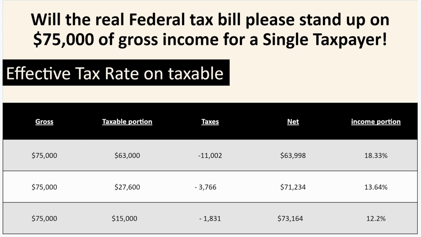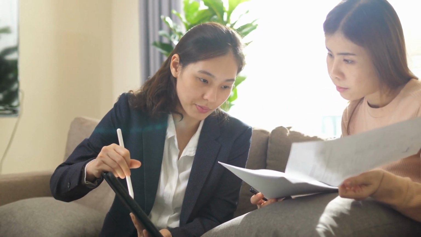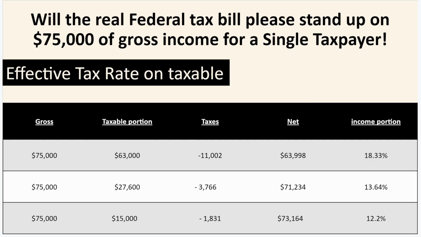So you tell me, if you had to guess, which one of these particular tax bills is accurate? Is it 1,831? Is it 3,766? Is it 11,002? Pick an answer. Now, we're going to go through and see what this looks like.